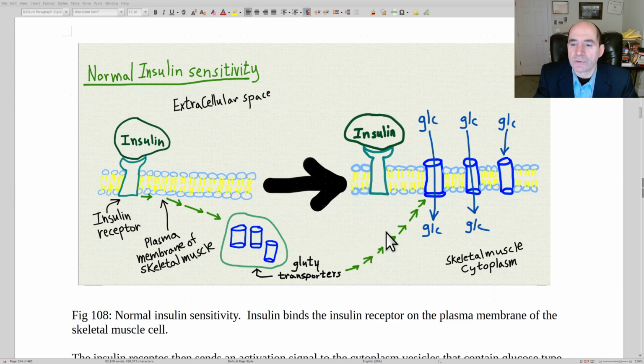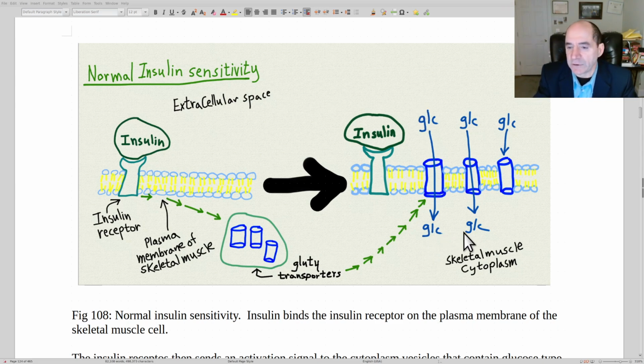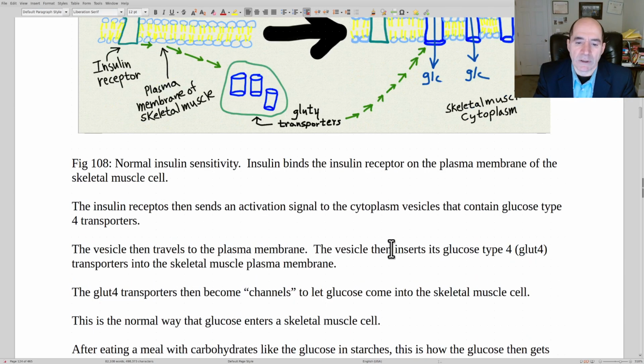Okay, so then the vesicle will travel to the plasma membrane. It merges with the plasma membrane, and these glucose type 4 transporters then form a channel through which the glucose can come into the cell. Then, like we said in glycolysis, it gets phosphorylated right here to trap it, so it won't be able to exit back out. That's how you bring glucose into a skeletal muscle cell after you eat a meal. This is normal. This happens all the time, and most of your postprandial glucose, the amount that's above normal blood glucose level, gets taken up by the skeletal muscle, and that's exactly what should happen. Skeletal muscle is the biggest organ in your body.